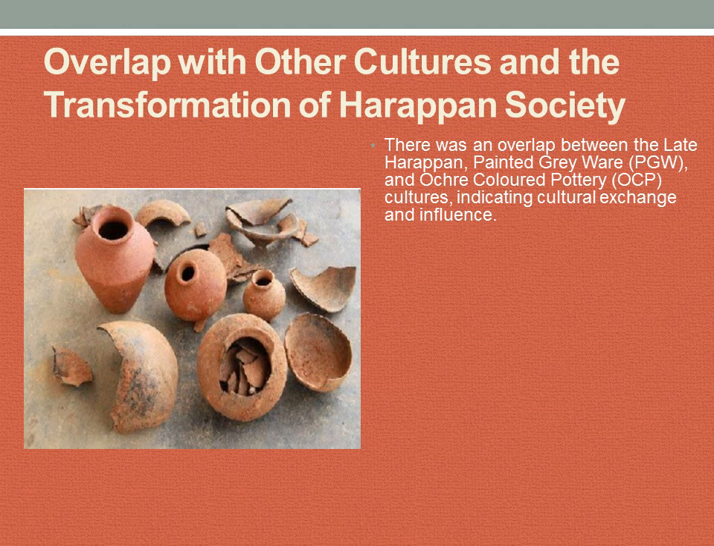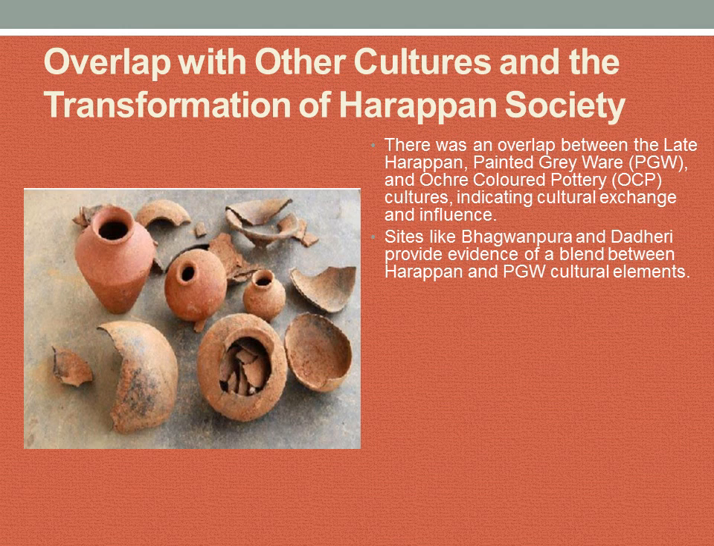There was an overlap between the late Harappan, painted greyware and ochre colored pottery cultures, indicating cultural exchange and influence. So all these three types of culture, that is late Harappan culture, painted greyware culture, and OCP or ochre colored pottery culture, existed contemporary to each other in the same sites, indicating that there was a cultural exchange and each culture influenced the other. Sites like Bhagwanpura and Dadheri provide evidence of a blend between Harappan and PGW, which is painted greyware, cultural elements. So there was a blend of the material culture of people in the sites of Bhagwanpura and Dadheri.